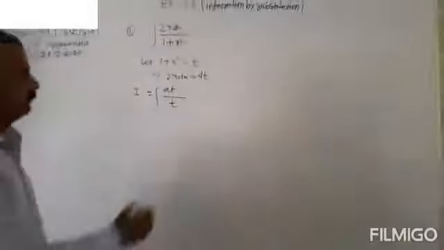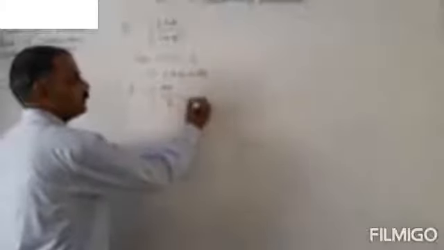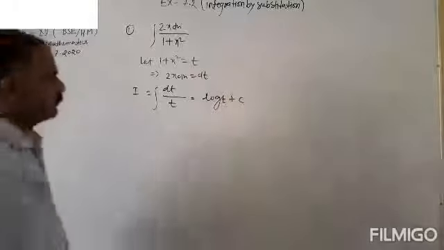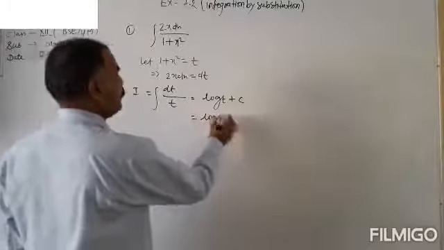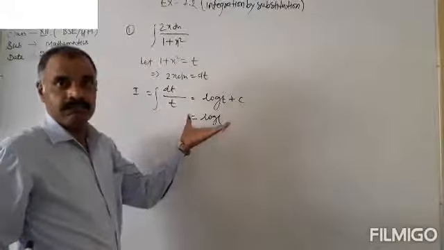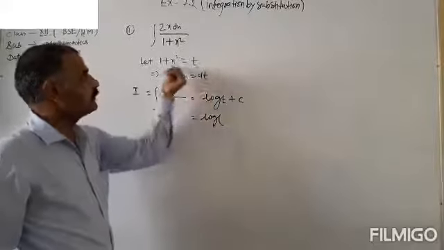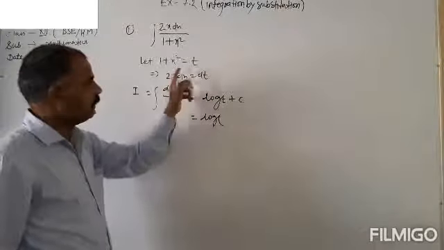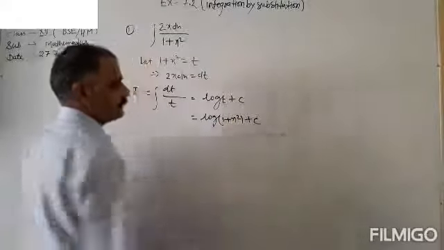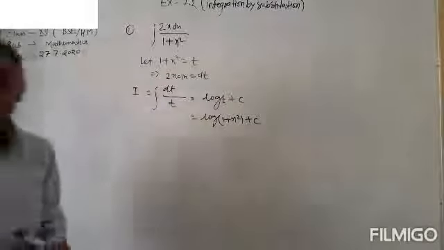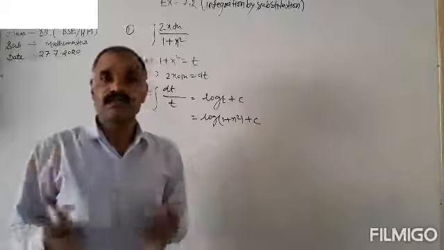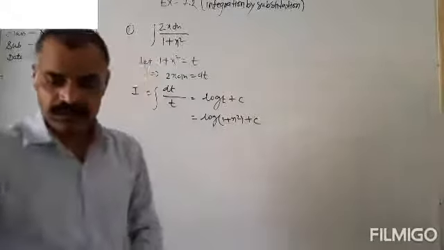So the integration will become dt upon t, which is equal to log t plus the constant of integration. So this is log t, meaning log of 1 plus x square. Again we will replace the variable. We have let t equal 1 plus x square, so t will be replaced by 1 plus x square, giving log of 1 plus x square plus c. So this is the integration of the given function using integration by substitution. This is question number 1.